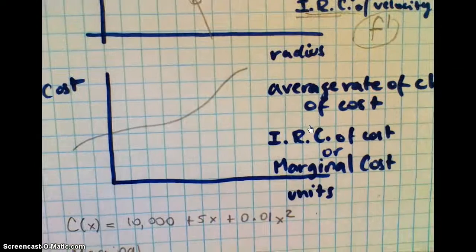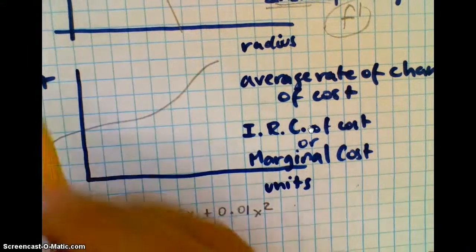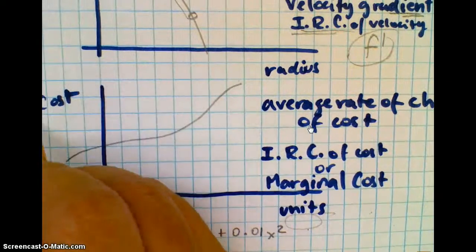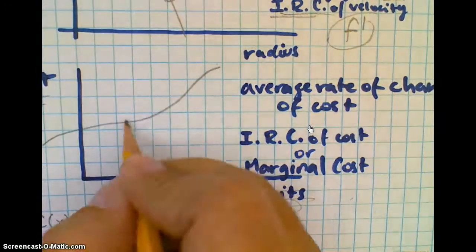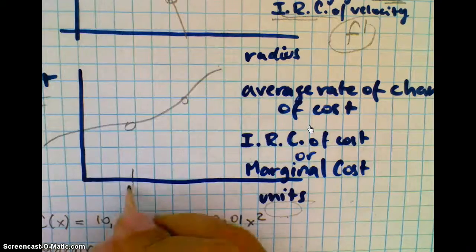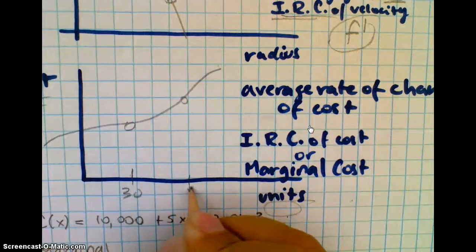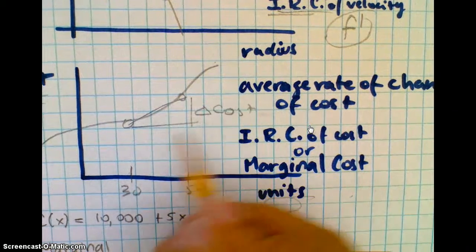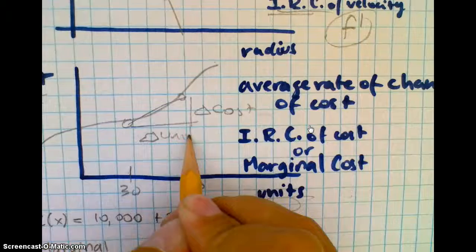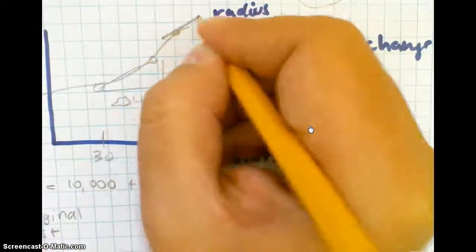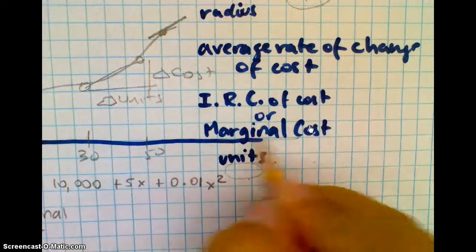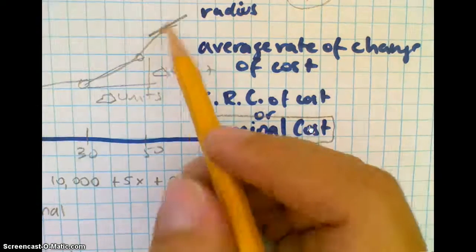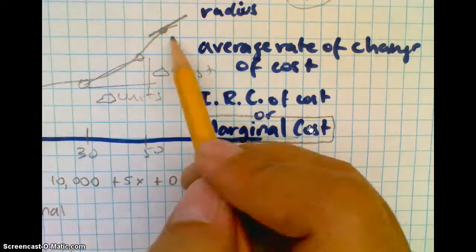For cost, if you happen to have your own company and you are making something, you may have a function that relates the number of units that you produce and the cost of making them. So you can have an average rate of cost, let's say, for the 30th product and the 50th product. On average it costs the change in cost divided by the change in units. But the instantaneous rate is called marginal cost. And the marginal cost is nothing but the derivative of the cost function at that particular point.